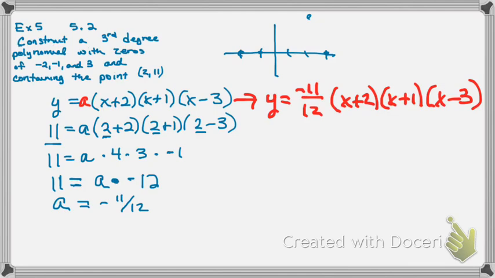Which would be the easiest two to multiply together first? Maybe just these two? Okay, so if I multiply those two together first, how do I multiply those together?